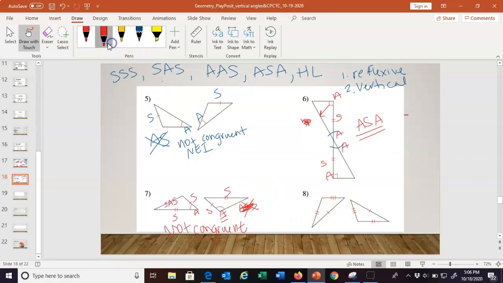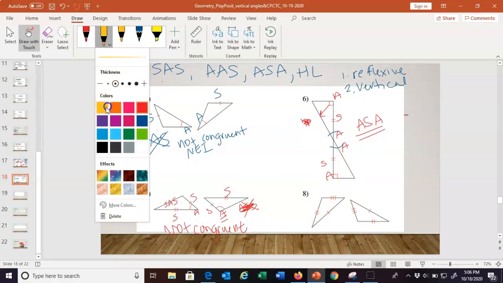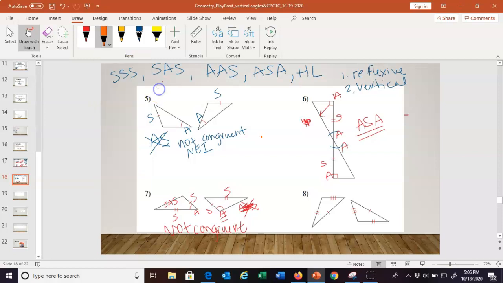All right, number 8. This is getting kind of fun. We're just going to label what we have. We have a side, we have a side, we have a side, we have a side, we have a side, we have a side. Right? And they all have a pair. 1, 1, 2, 2, 3, 3. This is the side, side, side postulate. Pretty straightforward.